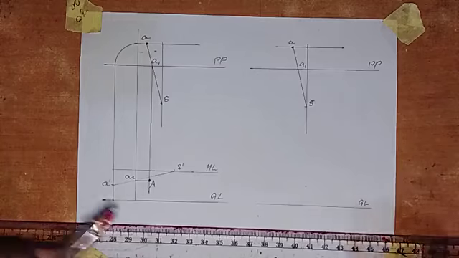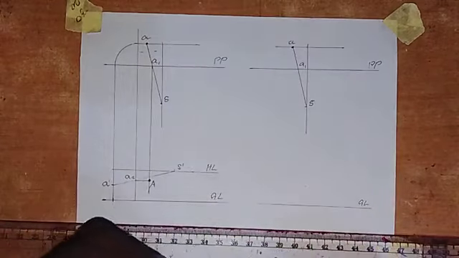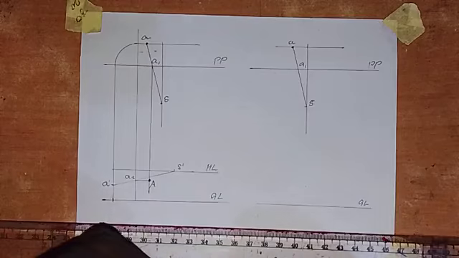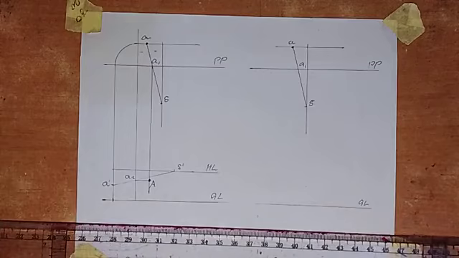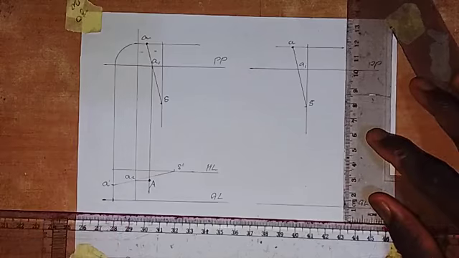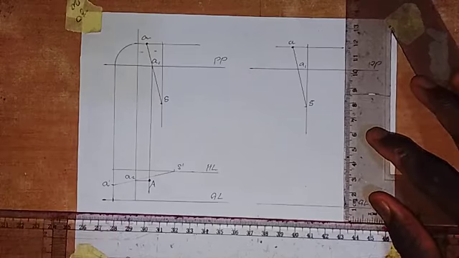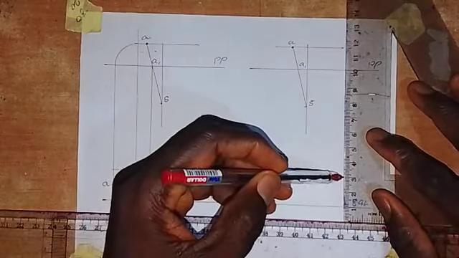And then we are also told that the station point is 20 millimeters above the ground line. So I'm going to take a measurement of 20 millimeters up this ground line. Okay, so this is the point.